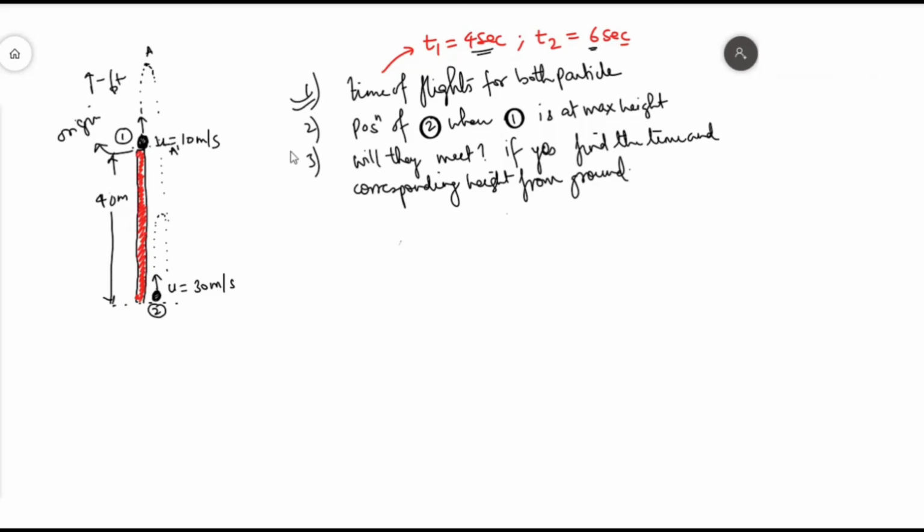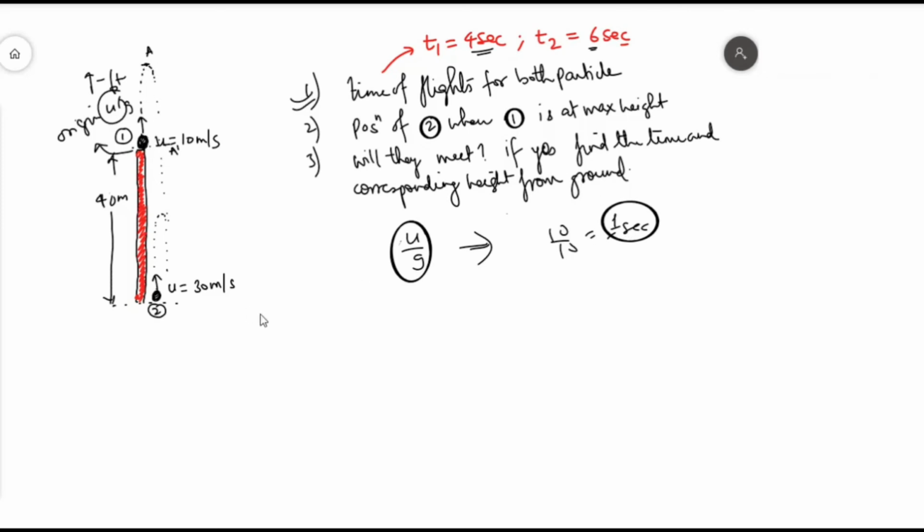Let's talk about the second one. The second one says: position of particle 2 when particle 1 is at maximum height. Particle 1 is going to be at maximum height A, and the time it takes is u by g, which is the time of ascent. For particle 1 to reach the maximum height, the time is u by g, which translates to 10 by 10 is equal to 1 second. So it's going to take a time of 1 second to go from point O to point A.